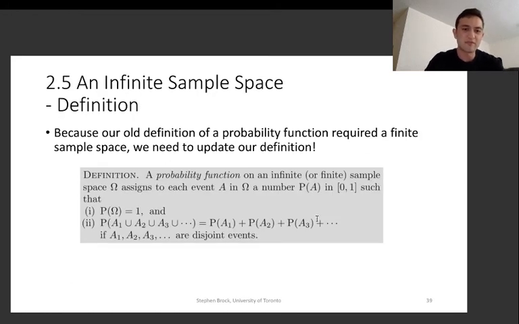So moving on to the definition associated with an infinite sample space. Because our old definition of a probability function required a finite sample space, we need to update our definition. So a probability function on an infinite or finite sample space, omega, assigns to each event A in omega a probability P of A in 0 to 1, such that the probability of omega equals 1 and the probability of A1 union A2 all the way up to infinity is equal to the sum of the individual events as long as those events are disjoint.